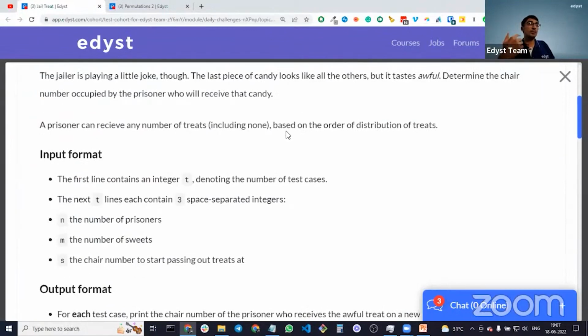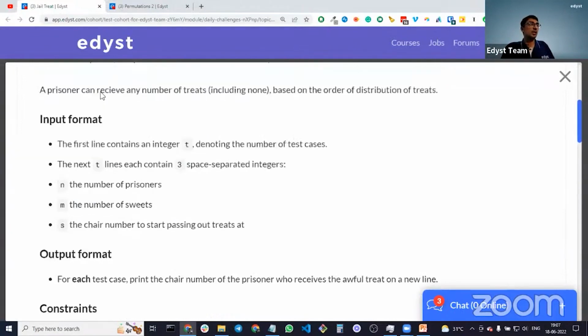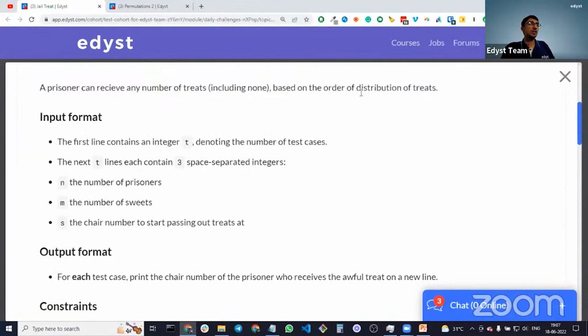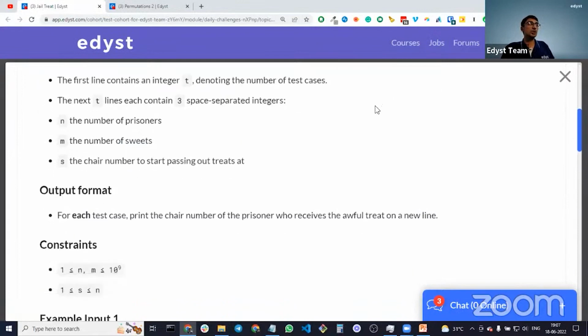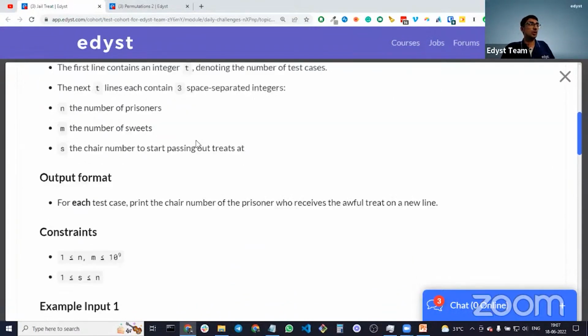It could also happen that you go through a circle. So I'll repeat this, don't worry. A prisoner can receive any number of treats based on the order of distribution of treats. Okay, so let's look at an example.